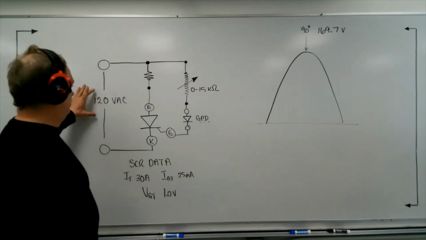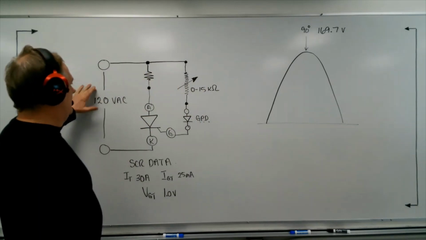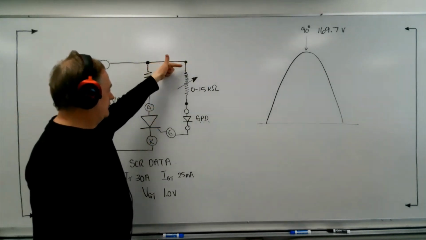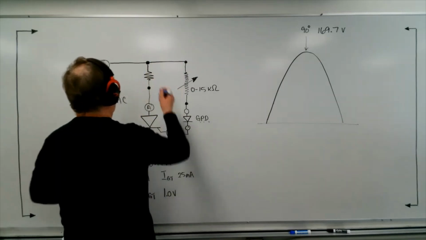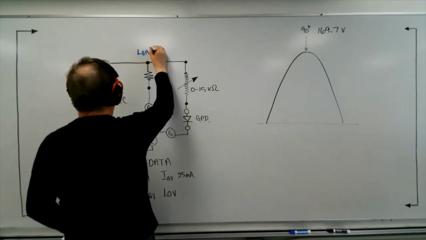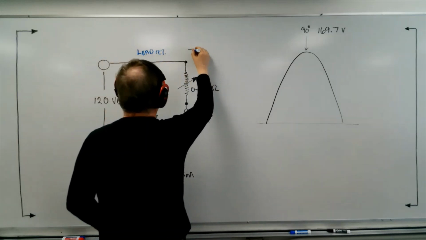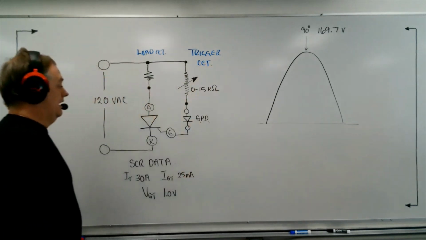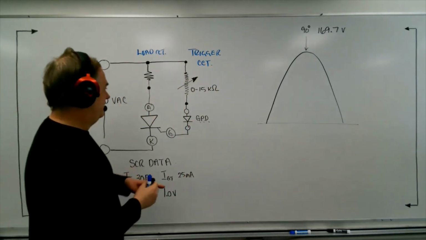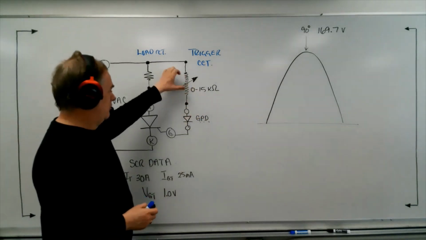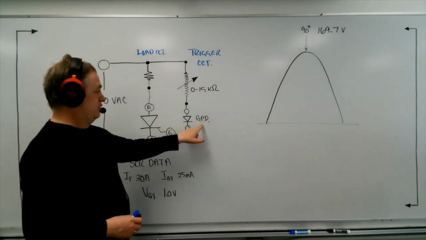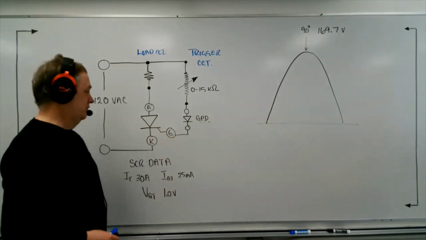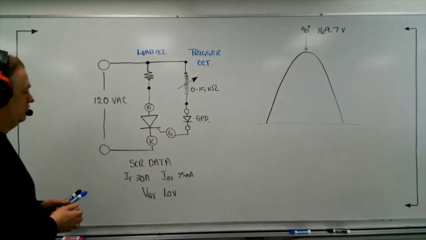First of all, I've drawn a circuit. This is with a 120 volt supply, and I've put the load and the SCR in series. And in parallel, I've drawn the trigger circuit. So this line right here represents the load circuit, and this over here is the trigger circuit. The trigger circuit consists of a 0 to 15,000 ohm rheostat, followed by a gate protection diode. Okay, and we talked about that. We need that to make sure that current doesn't try to flow the wrong way through the gate. And so that diode will protect that.